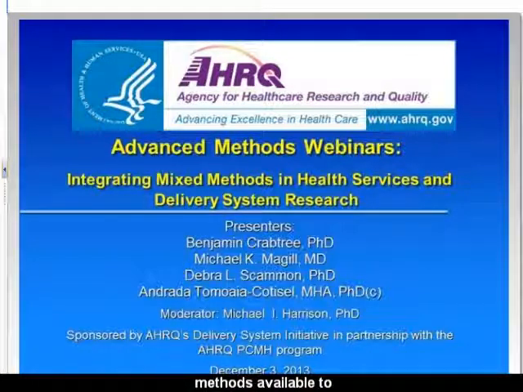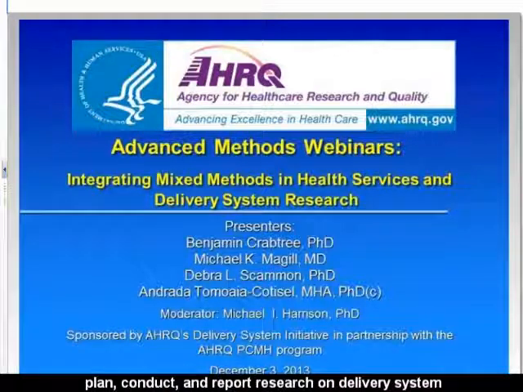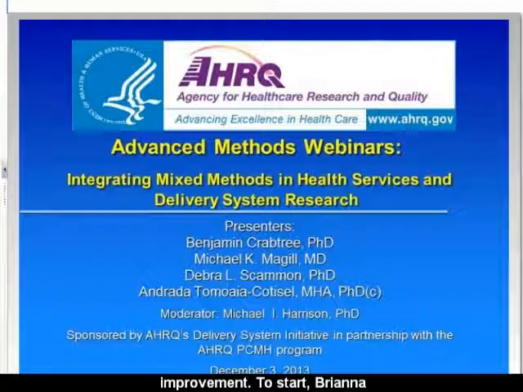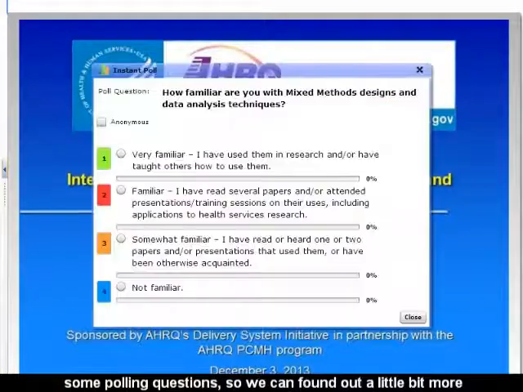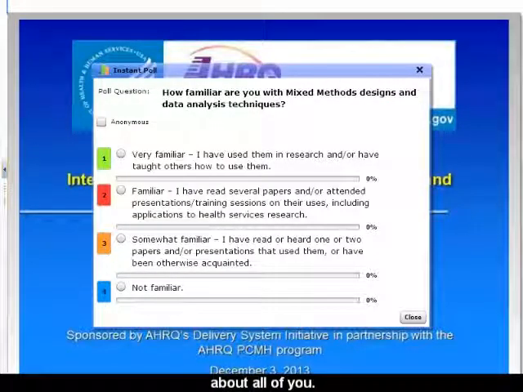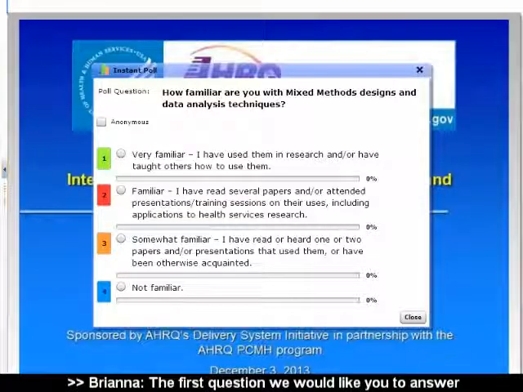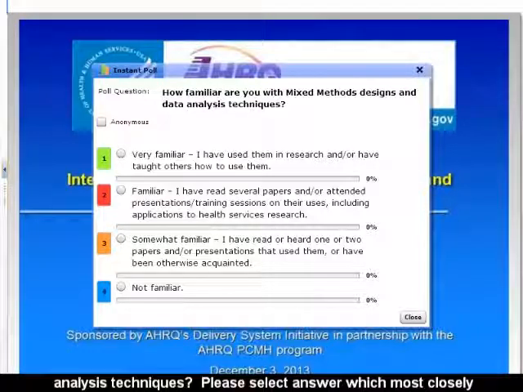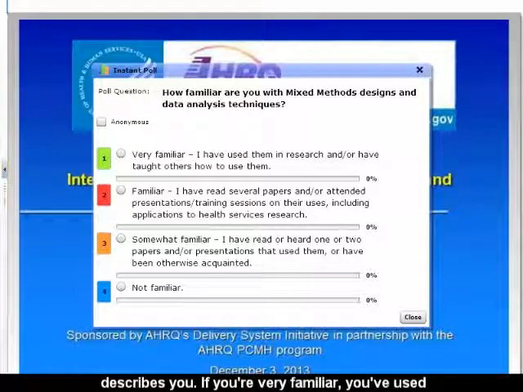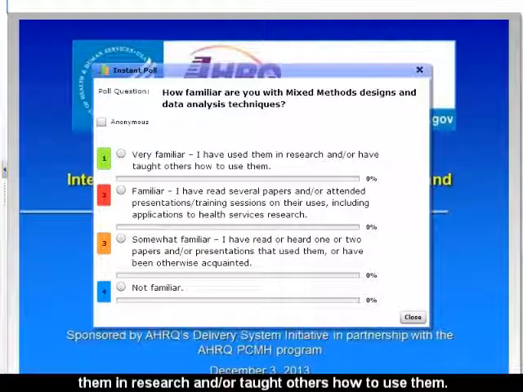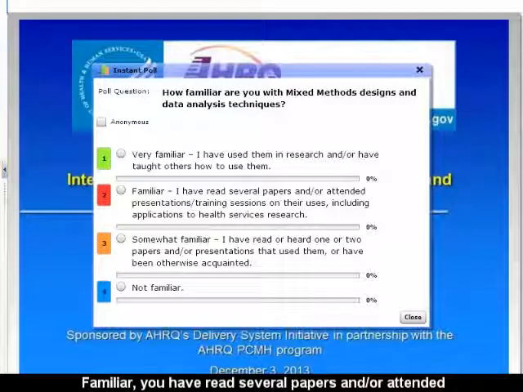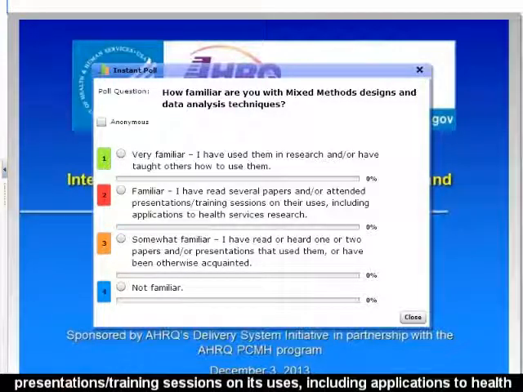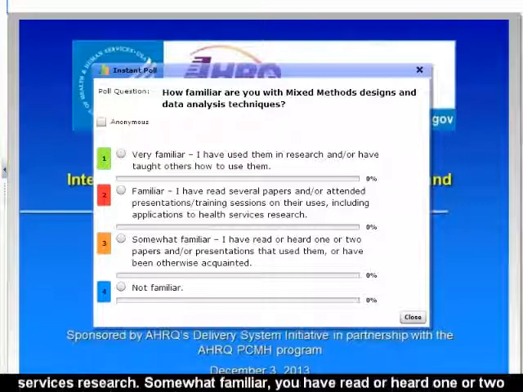To start, Brianna Jackson, a member of our contractor team, will take us through some polling questions so that we can find out a little bit more about all of you. The first question we'd like you to answer is, how familiar are you with mixed methods designs and data analysis techniques? Please select the answer which most closely describes you. If you are very familiar, you've used them in research and/or taught others how to use them. Familiar, you've read several papers and/or attended presentations or training sessions on its uses, including applications to health services research. Somewhat familiar, you have read or heard 1 or 2 papers or presentations that use them. Or are you not familiar at all with mixed methods?